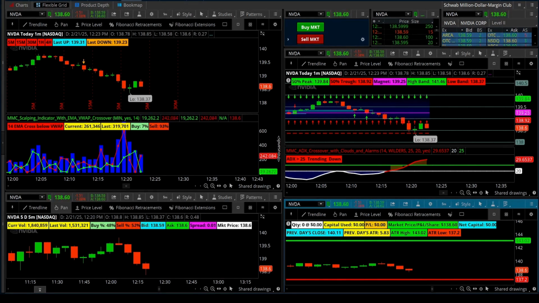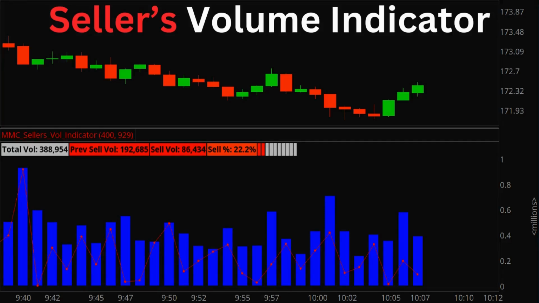The seller's volume indicator reveals the intensity of selling pressure within each candle by estimating the volume driven by sellers. This helps traders quickly recognize when seller dominance is increasing, particularly when it exceeds the previous candle's selling volume. Built for fast-paced setups like one-minute scalping, it pinpoints potential breakdowns, confirms trend reversals, and provides real-time insight into market sentiment with clear visual feedback.